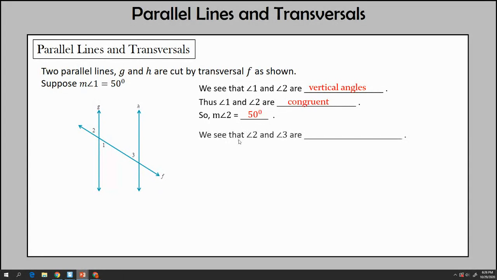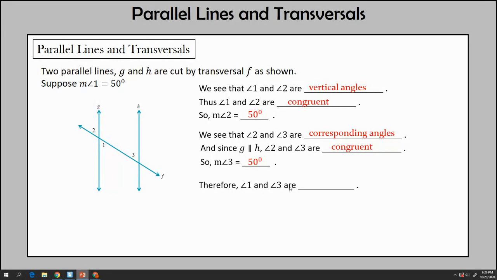Okay. We can see that 2 and 3 are what? How are 2 and 3 related? Well, they're in the same spot, upper left, upper left. That means they are corresponding angles. Since G is parallel to H, 2 and 3 are going to be congruent because corresponding angles are congruent. So the measure of angle 3 has got to be the same as the measure of angle 2. So it's got to be 50.